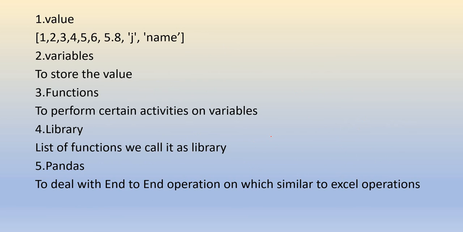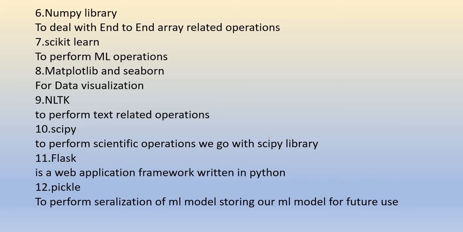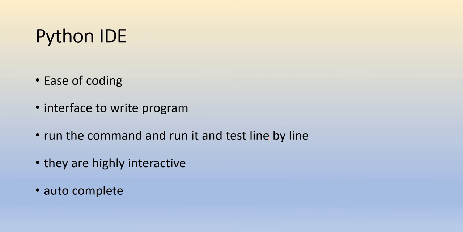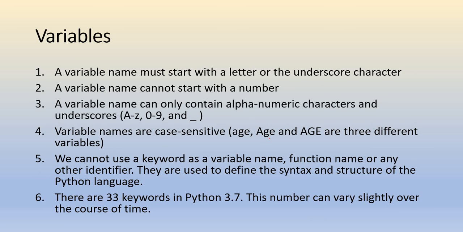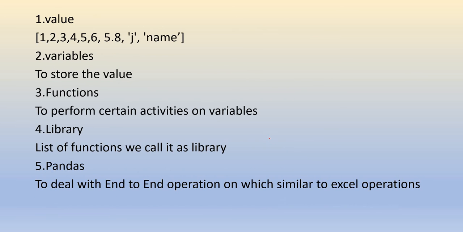And the next one is we are going to see what are the things in Python, what is the Python IDE, and what are the different things of Python that we will see now. So first of all, let me explain the first one. It is nothing but a value. A value can be represented like this: one, two, three. These are all integer values. This is a float value. This is a character, and this is a string. So in this way values can be represented.